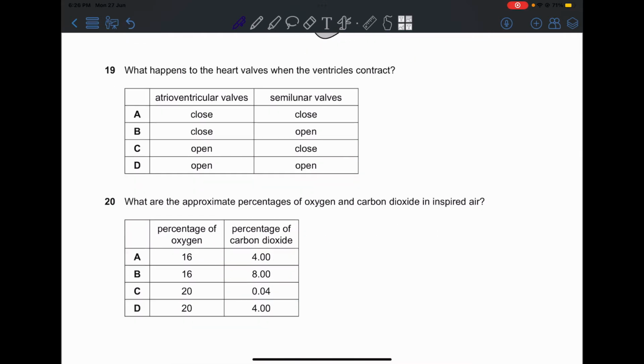19. What happens to the heart valves when the ventricles contract? Now we know that the atrioventricular valves are going to actually close down. This is to prevent the backflow of blood back into the atrium. So our answer is going to be between A and B over here. Semilunar valves are going to open, of course, so it's going to allow the blood into the aorta and everything. So our answer is going to be B.